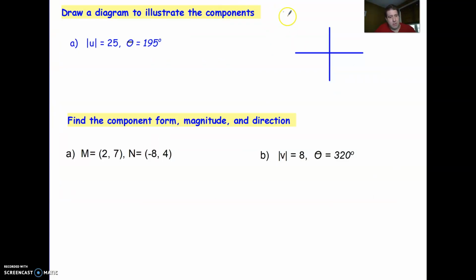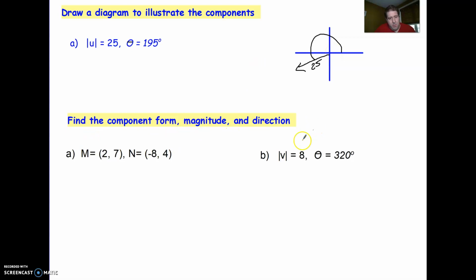Draw a diagram to illustrate the components. So we're given a magnitude of 25 and we're given an angle of 195. Well, 195 we know is going to be in the third quadrant because it's a little bit more than 180 degrees. And you know it's going to have a magnitude of 25. So that's really all we're doing there.